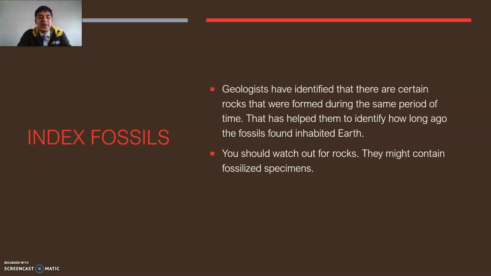All right, I hope that you are done so we can continue talking about index fossils. Geologists have identified that there are certain rocks that were formed during the same period of time. That has helped them to identify how long ago the fossils found inhabited Earth. And you should watch out for rocks. They might contain fossilized specimens.